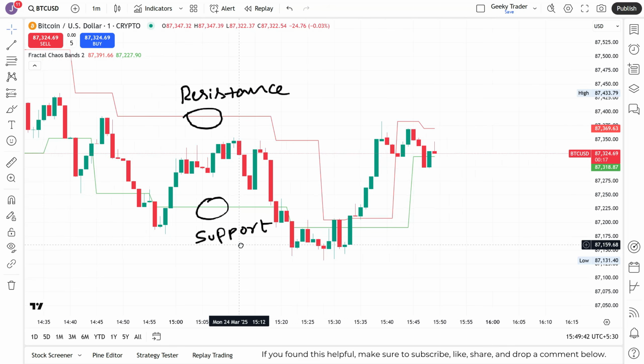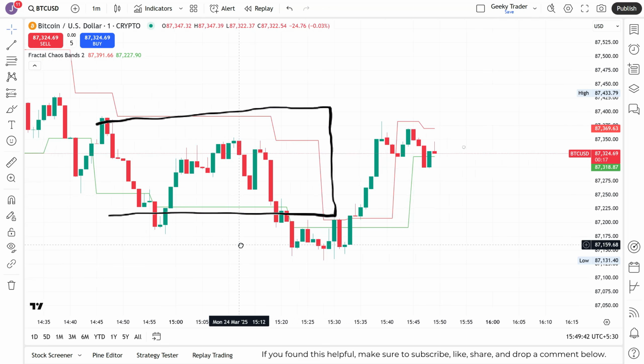Now, an interesting thing to observe is the distance between these two bands. When the bands are far apart, it indicates increased market volatility, meaning price movements are stronger and more unpredictable. On the other hand, when the bands are very close together, it suggests low volatility, meaning the market is consolidating and price movements are relatively stable. By understanding how these bands expand and contract, we can get valuable insights into market conditions and potential breakout opportunities. I'll be explaining more about how to use this in real trades, so stay tuned.